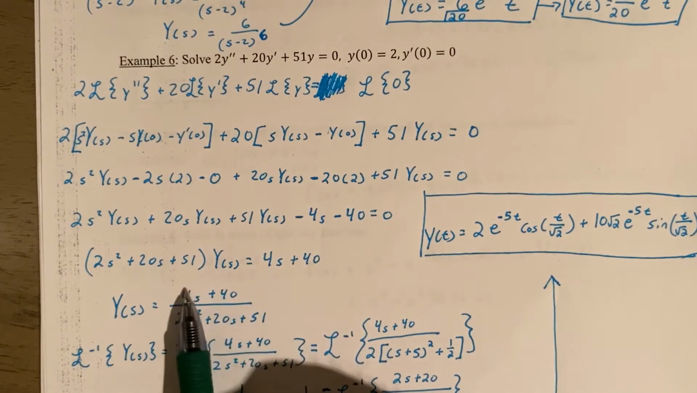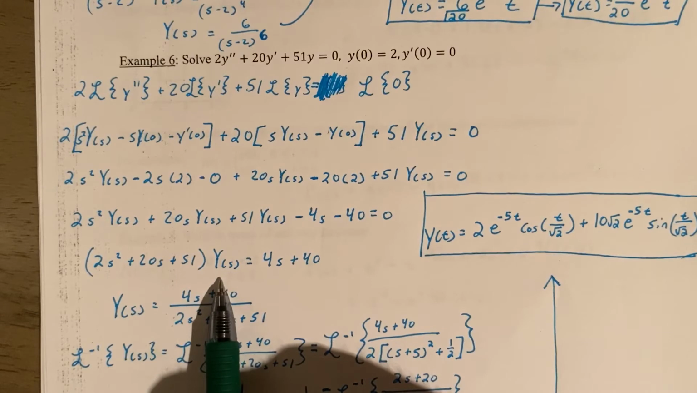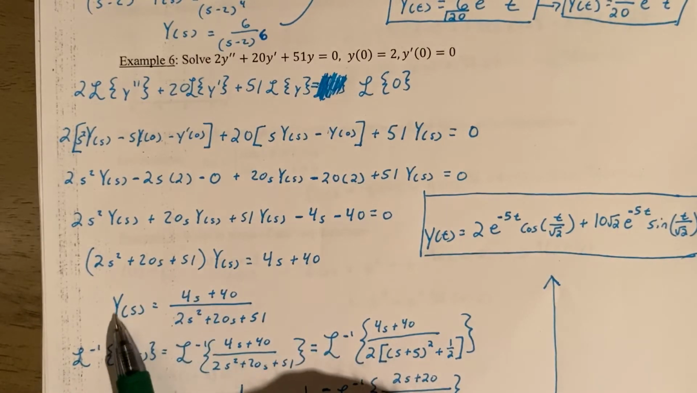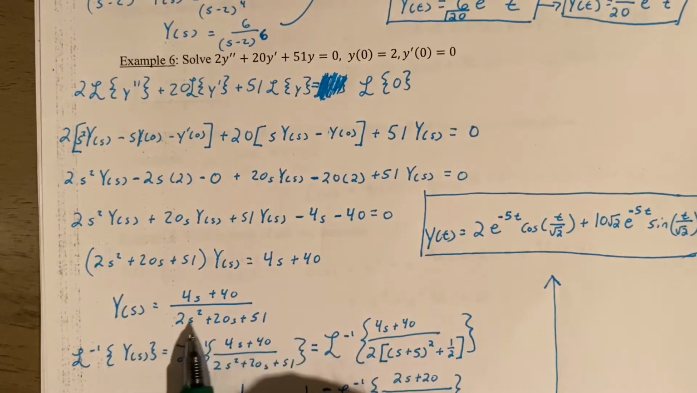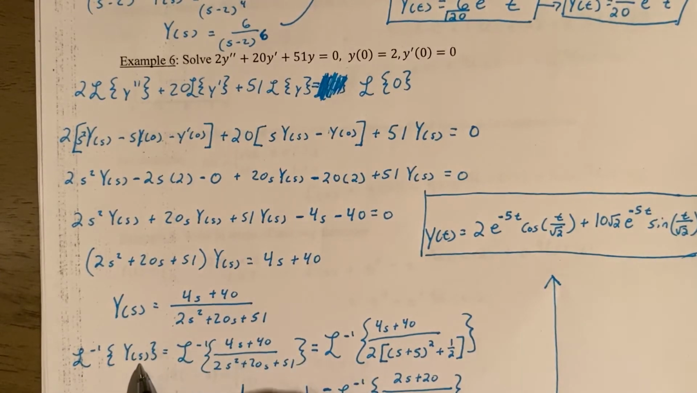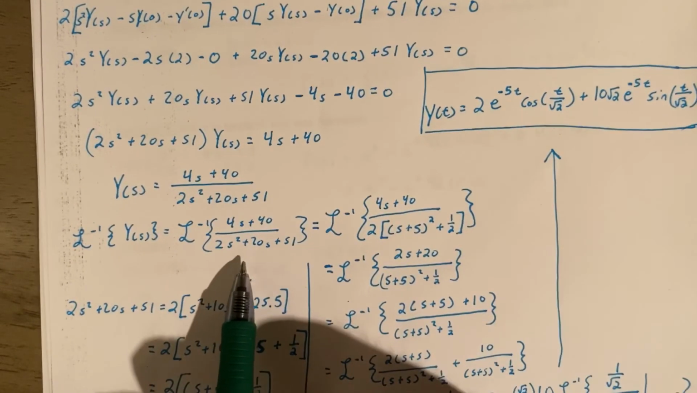And on the left, we're going to go ahead and pull out all of the coefficients with our cap y of s. And we're left with 2s squared plus 20s plus 51. And so cap y of s is equal to 4s plus 40 over 2s squared plus 20s plus 51. And now, all we need to do to solve is take the inverse Laplace transform of both the left and the right. Well, the left, when we take it of just cap y of s, we're just going to get y of t.